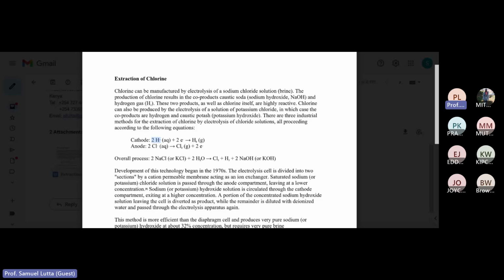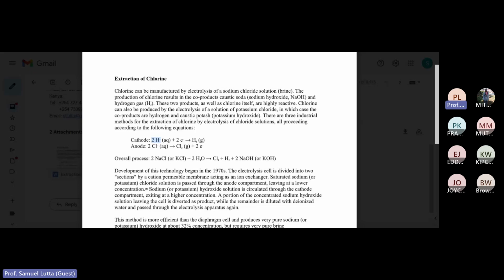At the cathode, positive ions go there to get reduced. So cathode means cation goes there. Anode means anion goes there to get oxidized. So the anion will be chlorine, and so you just generate it by electrolysis.